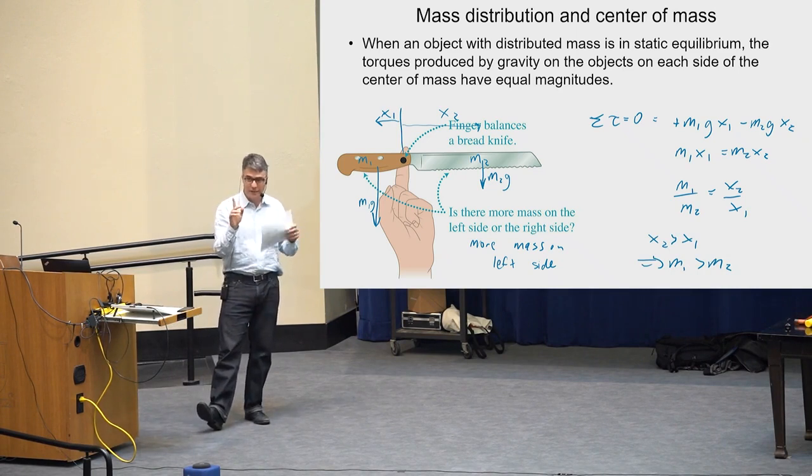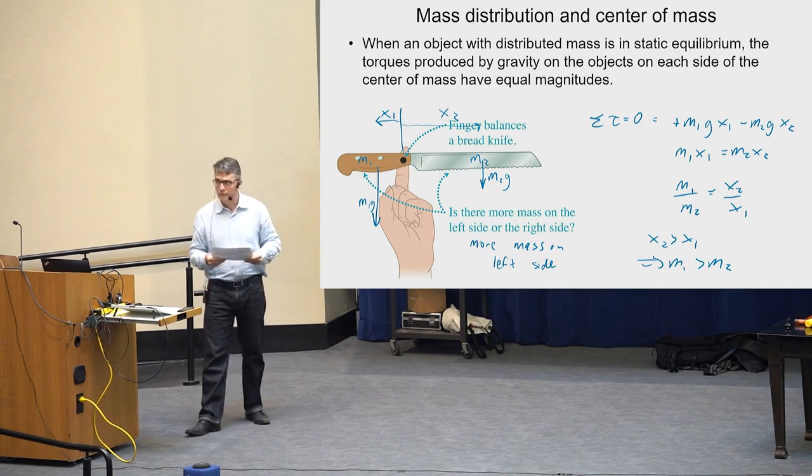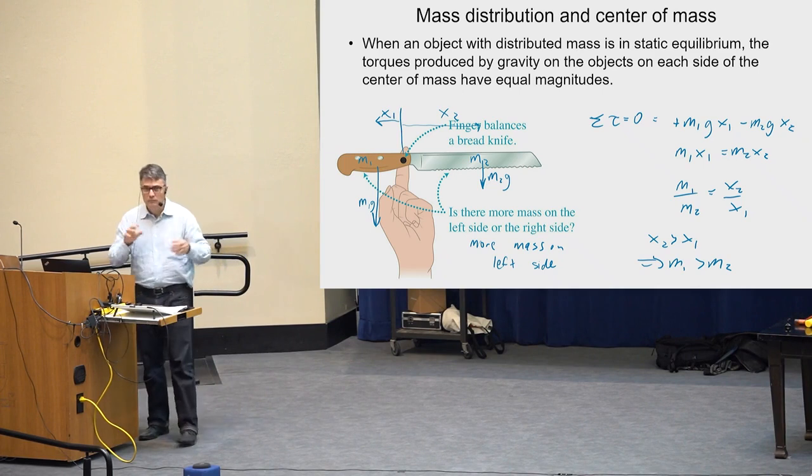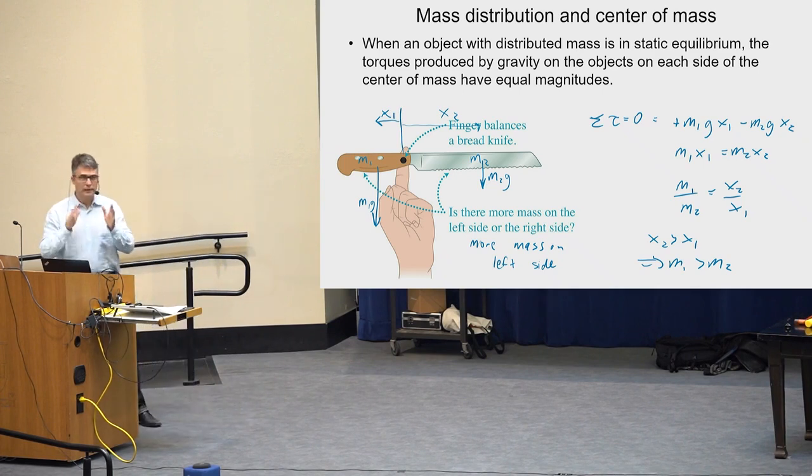Does that make sense? So it's not the same amount of mass on both sides of the center of mass, if you have different sort of linear densities or something.